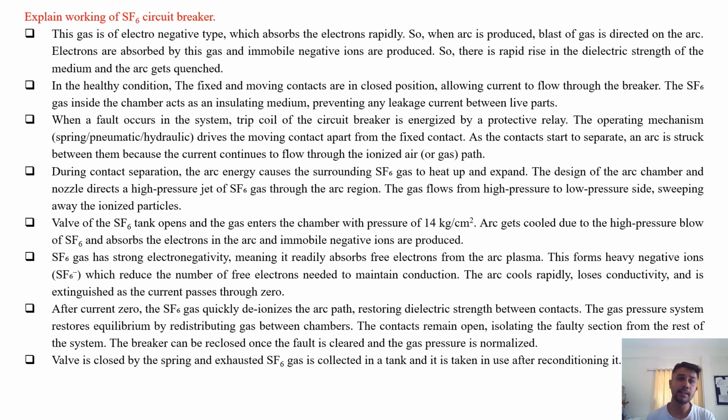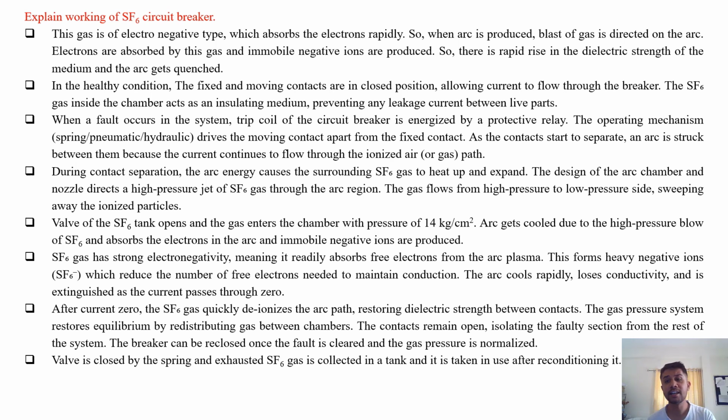Now during the healthy condition, the fixed and moving contacts are in closed position like this, allowing the current to flow through the breaker. Now the SF6 gas inside the chamber acts as an insulating medium, preventing any leakage current between the live parts. When a fault occurs in the system, trip coil of the circuit breaker is energized by the protective relay. The operating mechanism, either spring operated, pneumatic operated or hydraulic operated, drives the moving contact apart from the fixed contact, that is the contacts are separated.